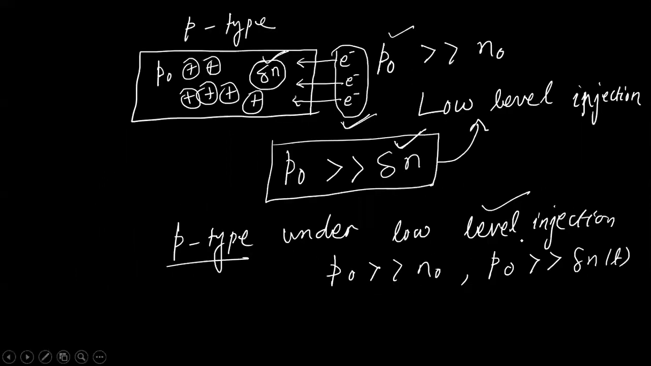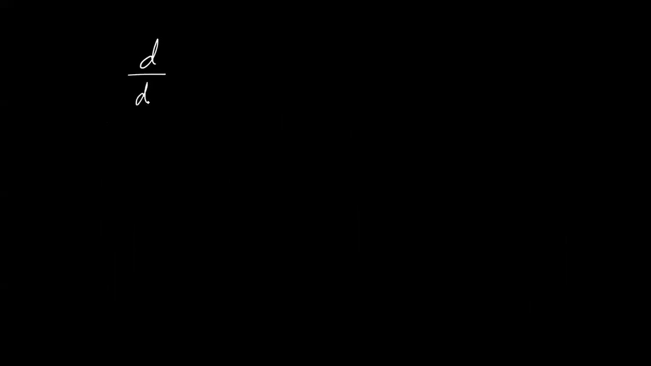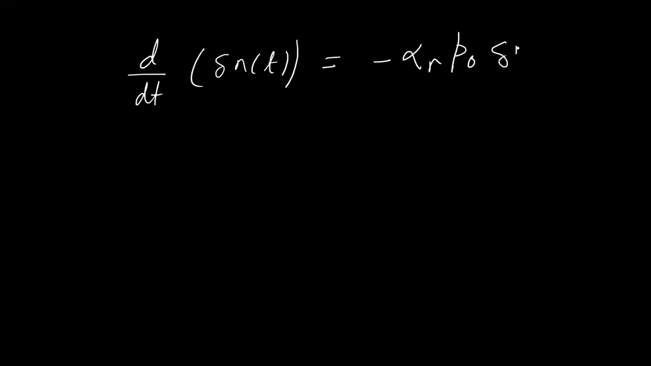Okay, so I will write for this particular condition, p type under low level injection, the variation of the excess carrier concentration, which is delta n(t), can be written as minus alpha r p0, delta n(t), right? So you can see this is in the form of dx by dt is equal to some constant, minus this constant and x.